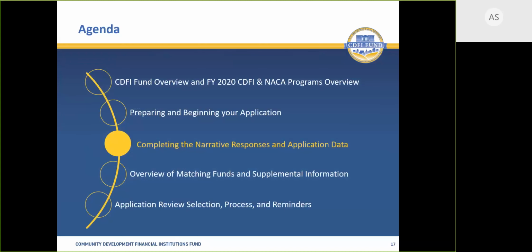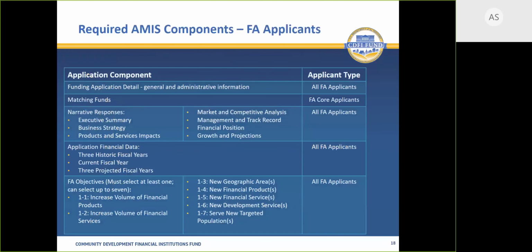Now we will turn to the next part of the presentation on how to complete the narrative responses and application data. In this section, we'll look at what applicants need to submit in AMIS to apply, the majority of the application being done through AMIS. That acronym stands for the Awards Information Management System. And if you haven't logged into your AMIS account for a little while, you'll want to do so right after this presentation to make sure all your contacts are up to date, etc.